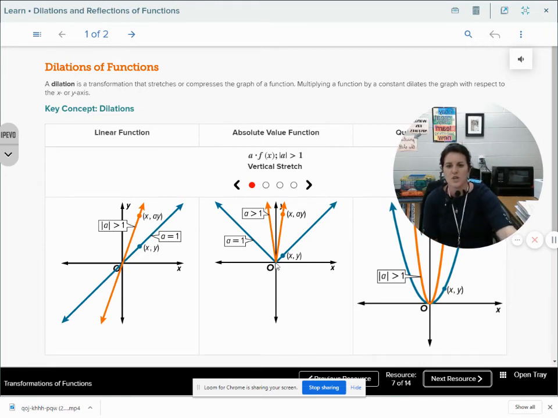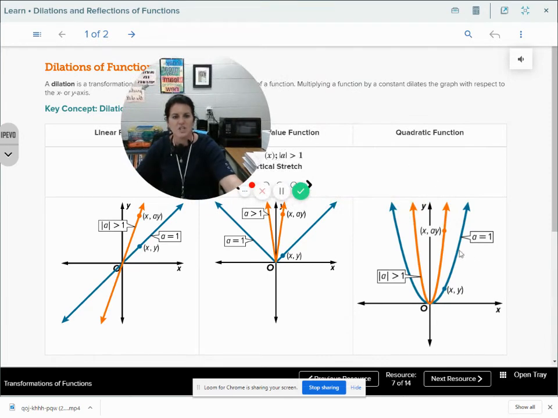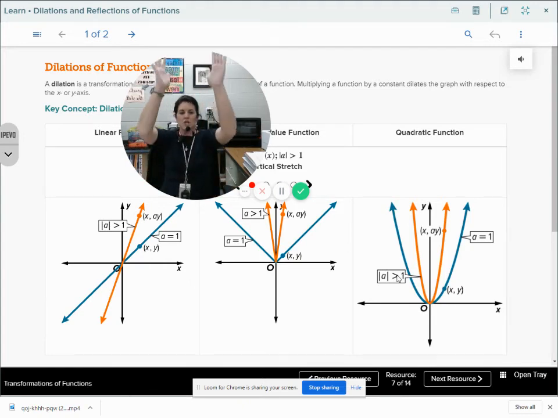A vertical stretch. Same thing with an absolute value function. If I make the number in front of what's inside the absolute value, that's kind of like determining my slope or the steepness of my graph. If it's greater than 1, it's going to stretch it upward. And same thing with a quadratic function. The number in front of the x squared term, if it's larger than 1, it's going to stretch it upward.